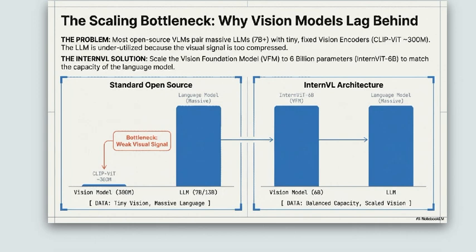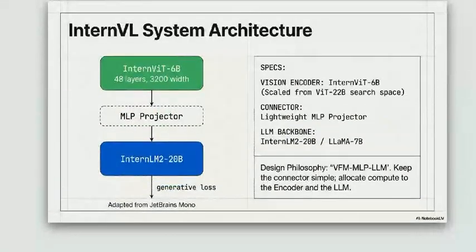So you've got this massive beast of a model, 6 billion parameter vision, 20 billion parameter brain. How do you train that without it collapsing? The slides describe a progressive alignment strategy. You can't just turn it all on at once. It's like teaching a human. You don't start with philosophy. You start with A is for apple. So walk me through the stages.